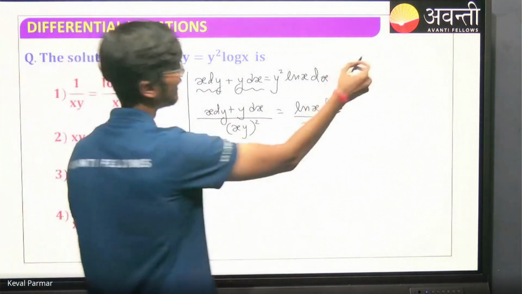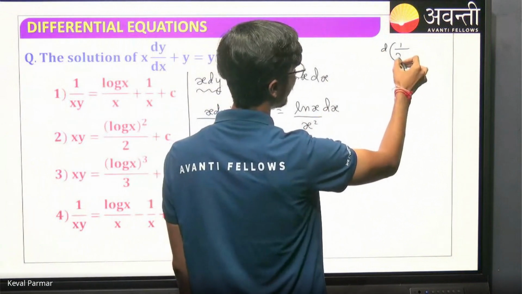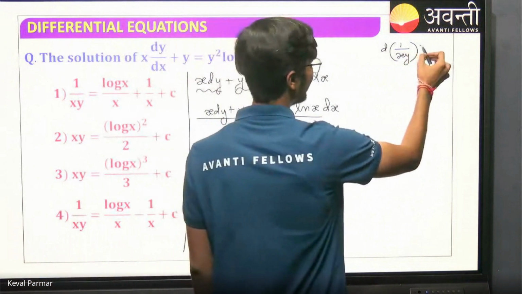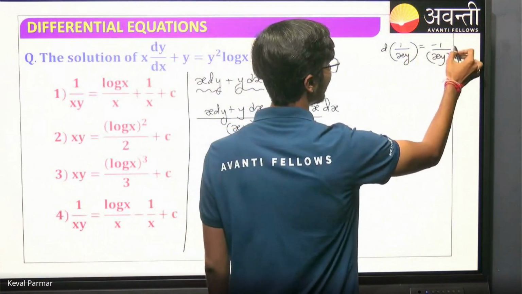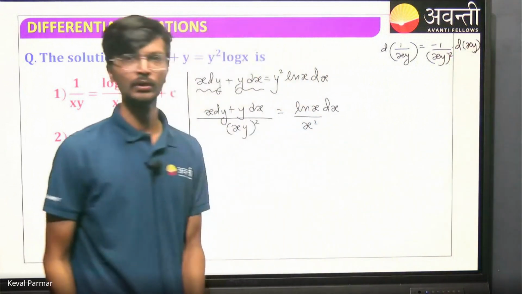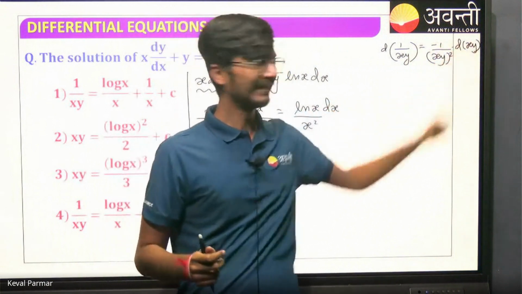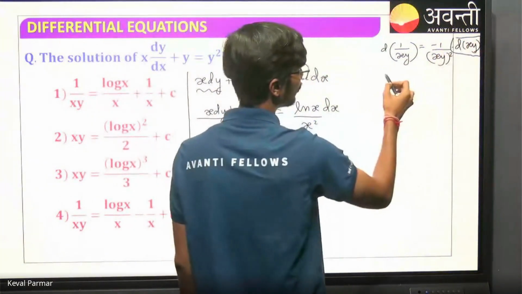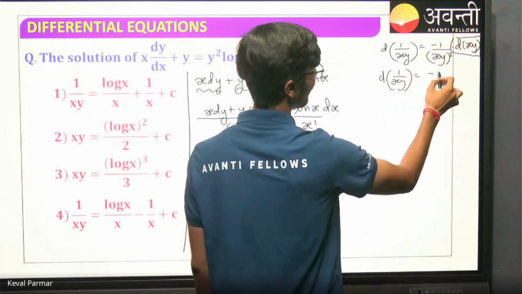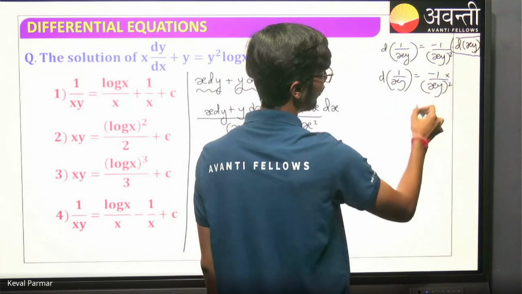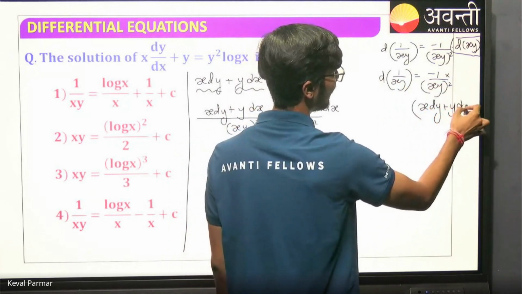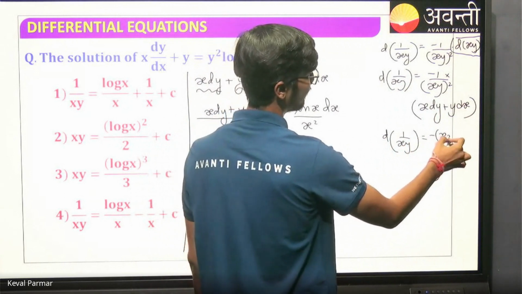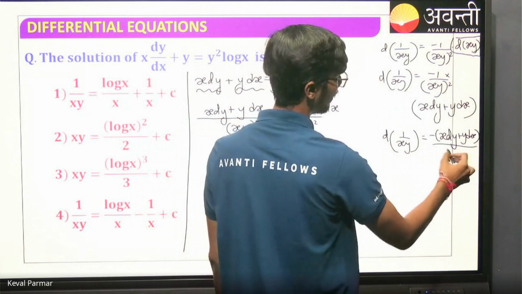So here, if I say derivative of 1 upon xy, I'm not saying with respect to what. So what is the derivative of 1 upon xy? It is minus 1 upon xy the whole square into the derivative of xy. Chain rule: the derivative of 1 upon x is minus 1 by x square. Why dxy? Because I am not sure with respect to what. So what is the derivative of xy? We use this, right? So I can write d of 1 over xy is equal to minus 1 upon xy the whole square into the derivative of xy, which is x derivative of y plus y derivative of x. So basically d of 1 upon xy, I got minus x dy plus y dx upon xy the whole square.